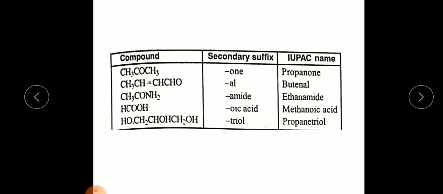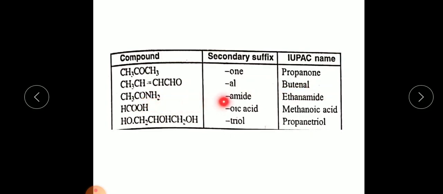Next, say for example, if you have CH3COCH3, CO is a ketone, so the secondary suffix is ONE. Since we have 3 carbon atoms, it is propane, and that last E, because of the ketone, is replaced by ONE: propanone. Similarly, over here we have a double bond and also an aldehyde. For aldehyde we end with AL, so it is butene because of the double bond, and the last E will be replaced by AL.